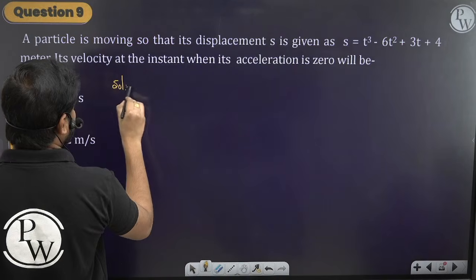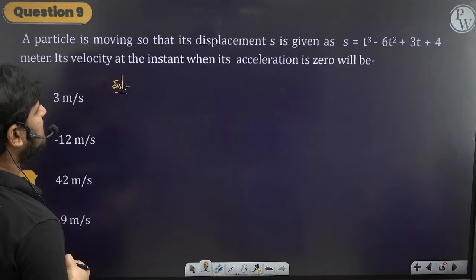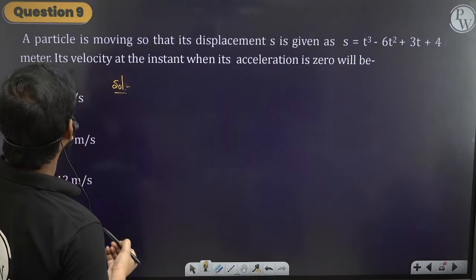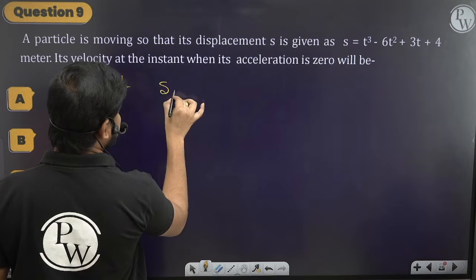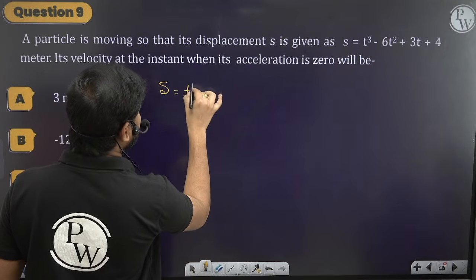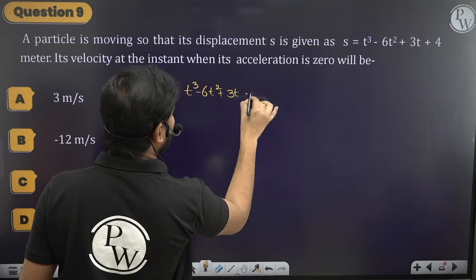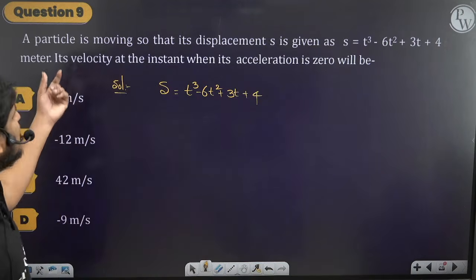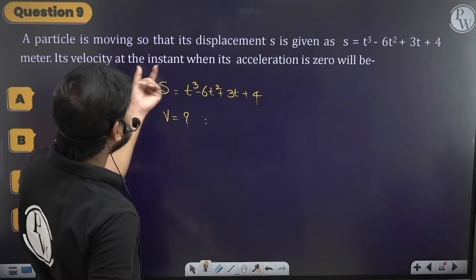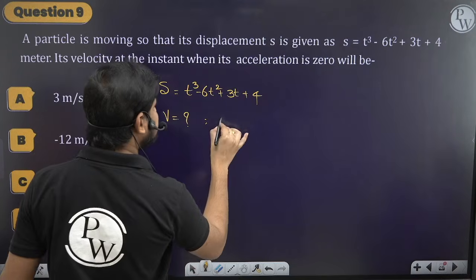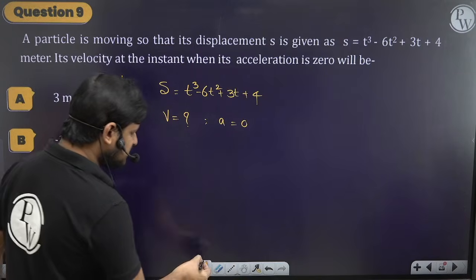Pause the video and try it on your own, guys. A particle is moving so that its displacement s is given by some function. The displacement function is given as t cube minus 6t square plus 3t plus 4. Find the velocity at the instant when acceleration is 0. First find the acceleration, equate it to 0. That's the procedure you should follow.